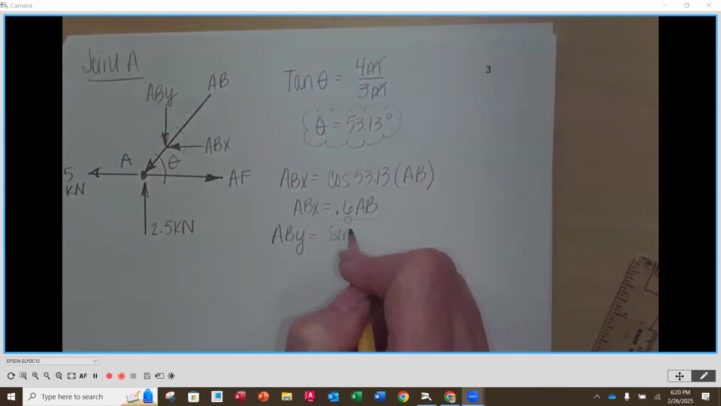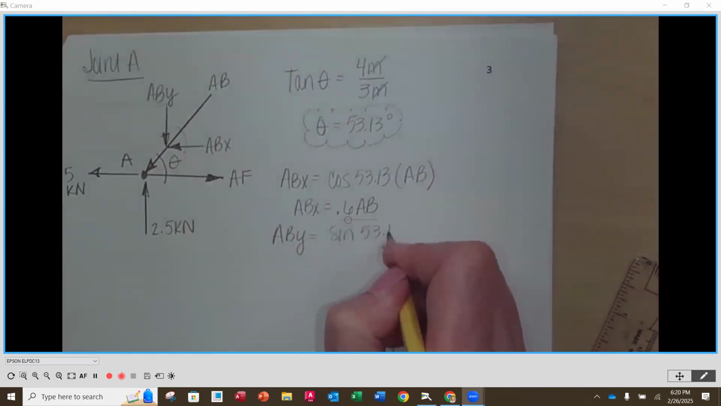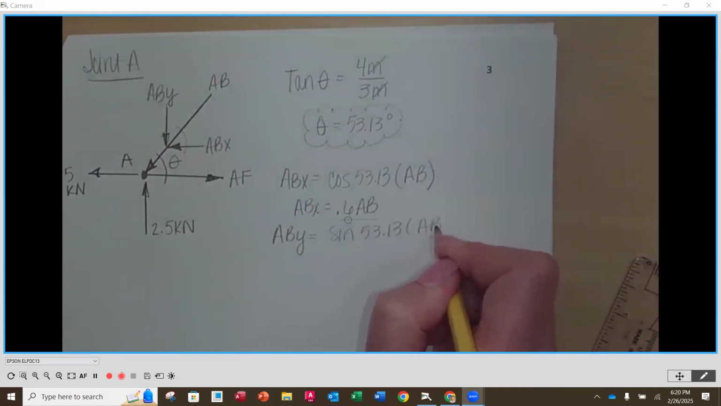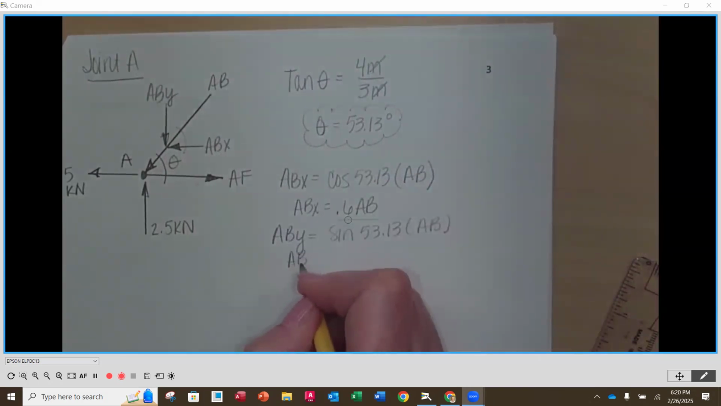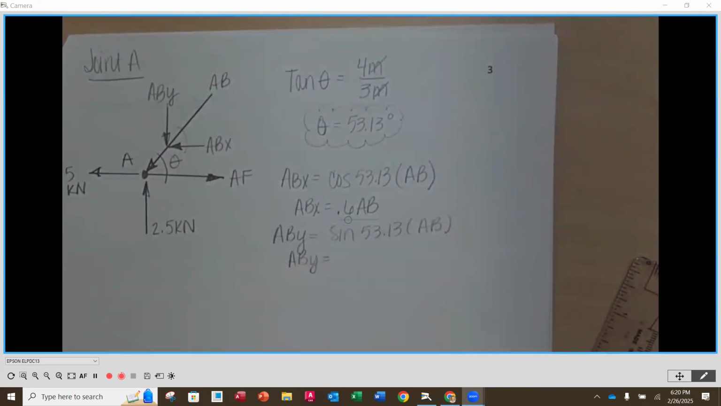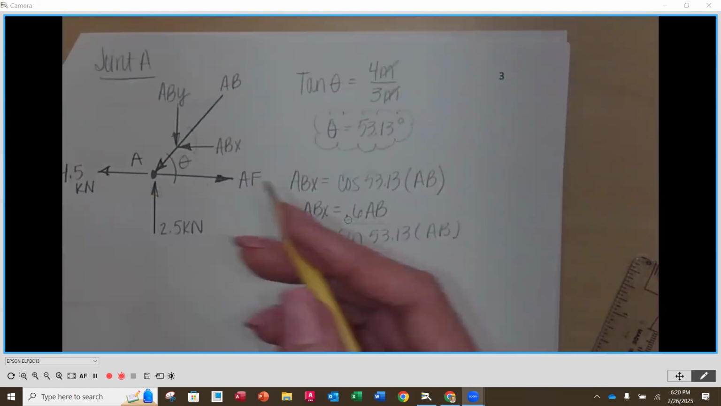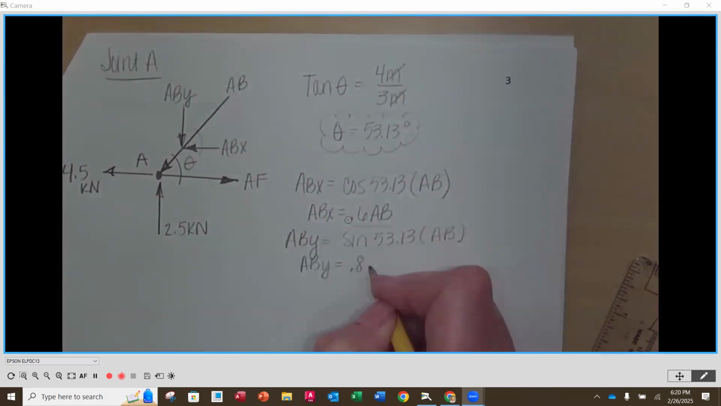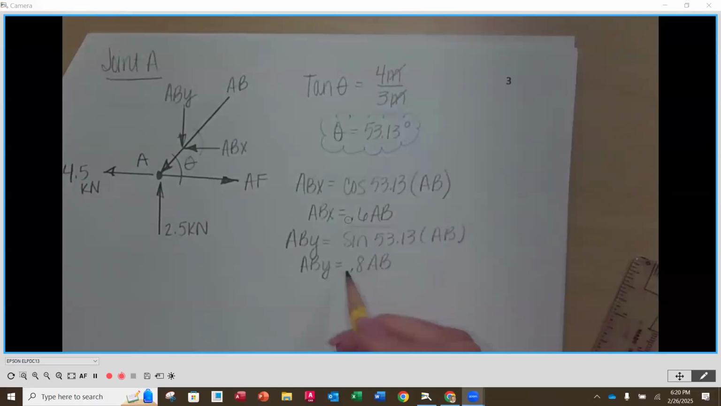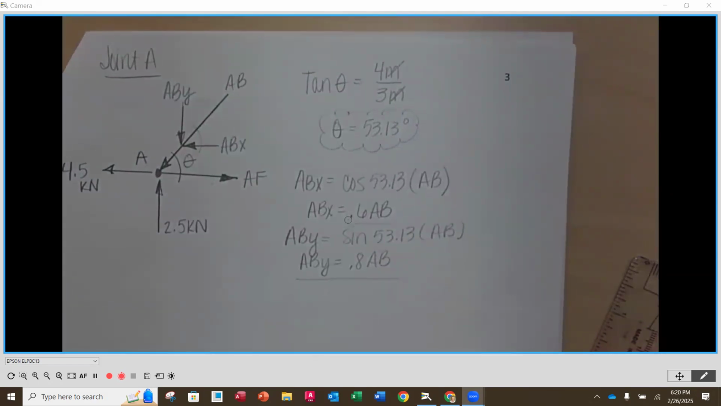Same thing for the ABY. This is going to be the sine then of 53.13 times AB. So ABY should be 0.8 AB, right? If you hold the whole decimal, it's going to be exactly 0.8. If you round, then it'll be 0.799999, but you want to put it to 0.8. Okay. So now we're ready.